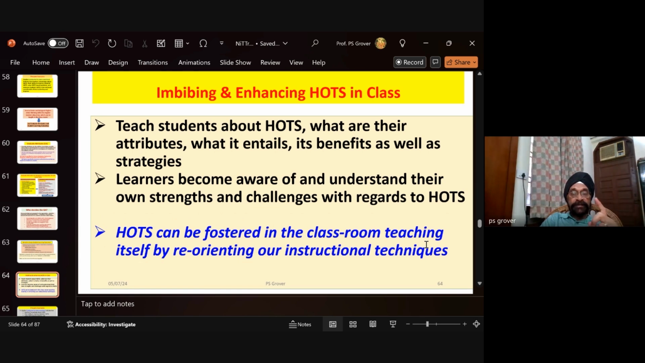Imbibing and enhancing higher order thinking skills and employability skills in students. Teach students about higher order thinking skills, what are their attributes, what it entails, its benefits as well as strategies. Learners become aware of and understand their own strengths and challenges with regard to higher order thinking skills, which are nothing but your employability skills. Higher order thinking can be fostered in the classroom teaching itself by reorienting our instructional techniques.